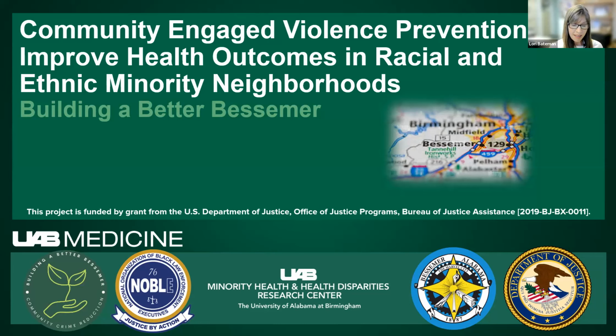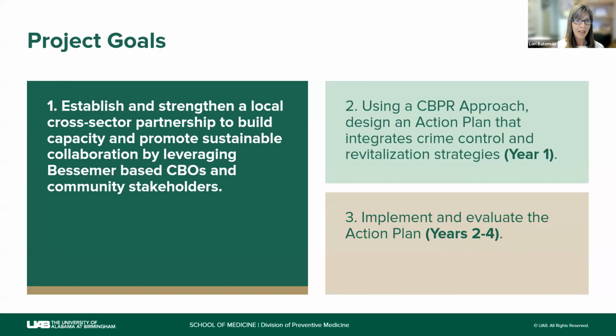So one thing that's really important is establishing lines of communication. Once this grant was funded, one issue we had, okay, maybe I should just quickly go through what this grant was. It was, number one, to establish and strengthen partnerships to build capacity and promote sustainable collaboration by leveraging community stakeholders and partners. And then we used a CVPR approach to design an action plan that integrates crime control and revitalization strategies. It's a community engaged crime reduction grant, which I should have said at the beginning, but I'm in a hurry, sorry about that.